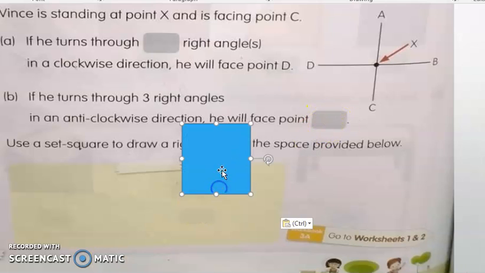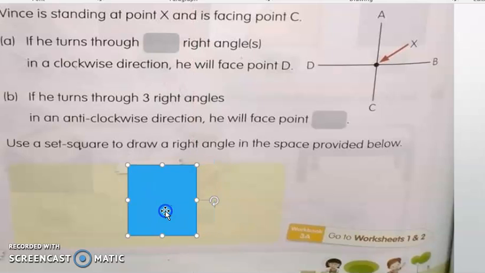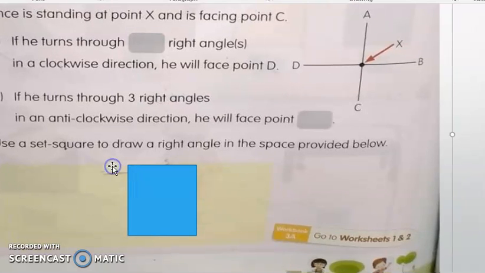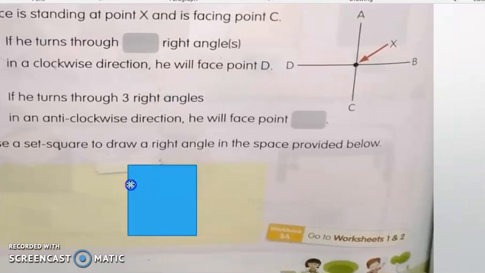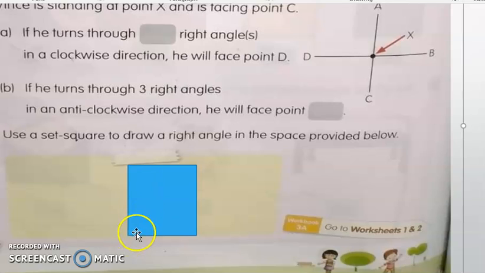Okay, Grade 3, you have to draw here. It says to use a set square to draw a right angle in the space provided below. This is the space; you have to draw a right angle here. You can use the paper instrument that we have made. Take this paper, draw one line here with a ruler and draw one line here, then mark the angle sign. This is a task you have to do.